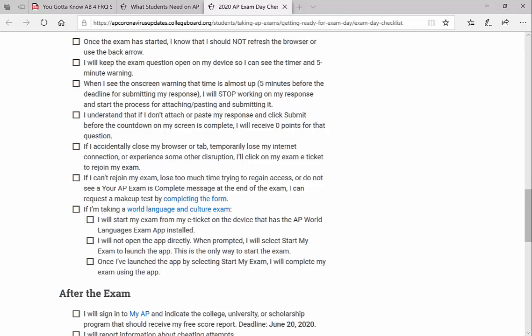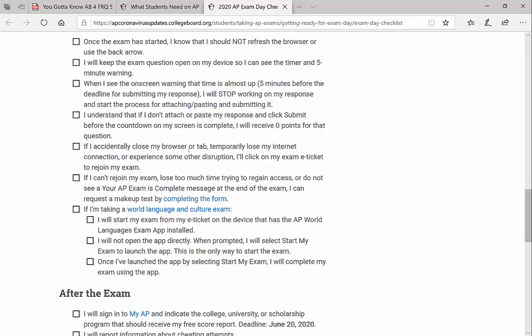When I see the on-screen warning, the time is almost up, 5 minutes before, you want to stop working, or really, if you're just finishing writing one thing, finish that. I think it's better to submit with 4 minutes left than to get 0 credit because you tried to push it. If you don't submit in that 5 minutes, there's nothing that can happen. You just get a zero.